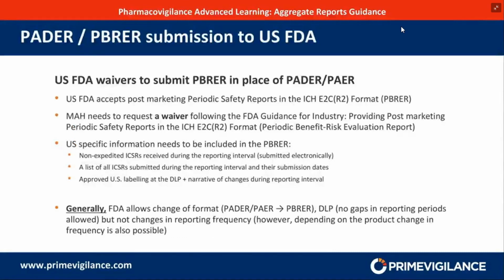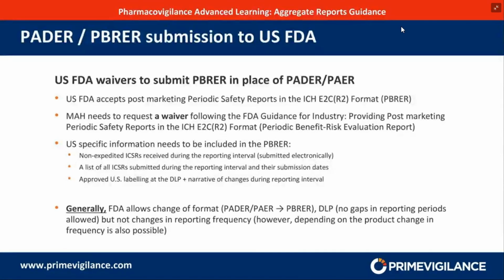So when the product is also approved for marketing in other territories, and the PSURs or PBRs are required for this product, the FDA may accept the PBR in place of a PEDR or PIR, but this needs to be specifically requested by the MA holder from the FDA and needs to be acknowledged by the FDA.